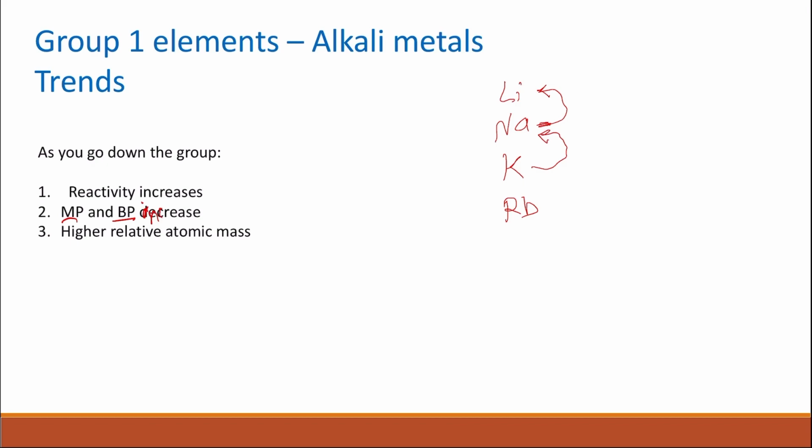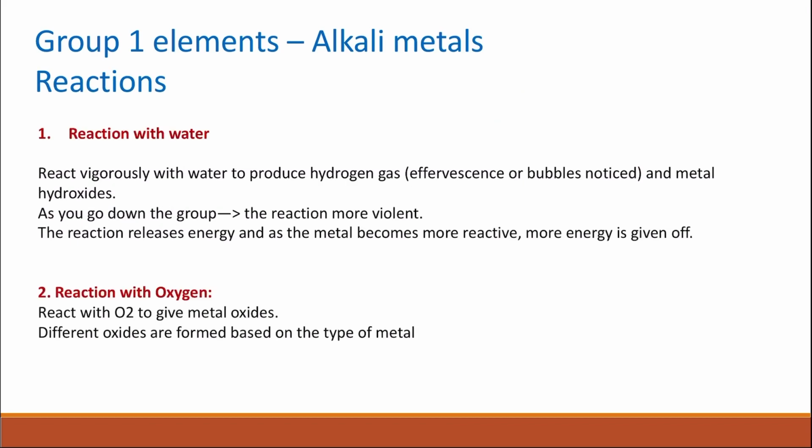So going down the group, there is an increase in the total number of electrons in an atom, which means an increase in the intermolecular forces between the atoms and an increase in the melting and boiling point. Of course, as we go down the group, the relative atomic mass will increase. So let's have a look at the different chemical reactions of the alkali metals.